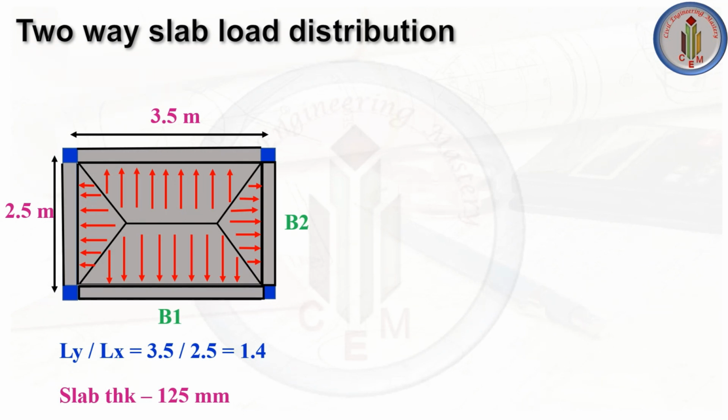We need to find out whether it is a two-way slab or one-way slab by using the Ly by Lx ratio. If Ly by Lx ratio is less than 2, then it is a two-way slab. If it is more than 2, then it is a one-way slab. So here let's consider this two-way slab, and then let's look into the load distribution: how we can transfer the two-way slab load to the beams, and then from the beams to the columns.